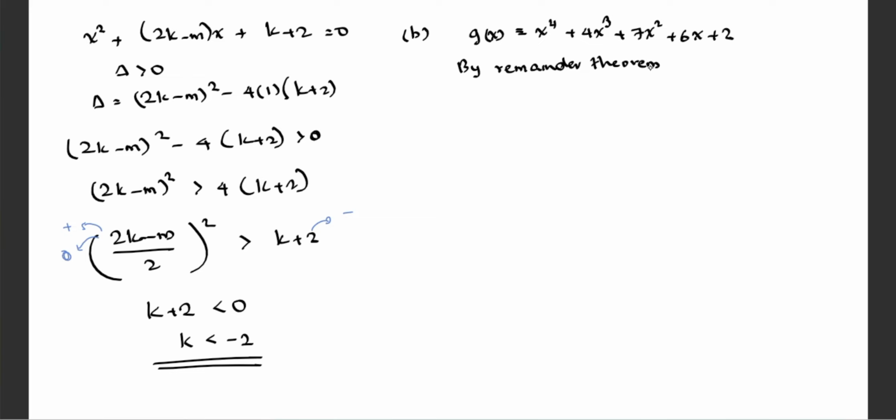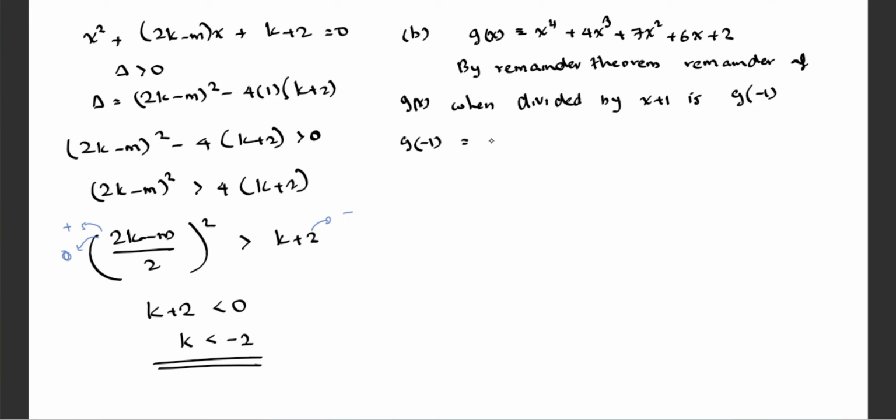now factor theorem is a derivation of remainder theorem, so I will use remainder theorem. Remainder of g(x) when divided by x plus 1 is g(minus 1). So what is g(minus 1)? Do it step by step. Minus 1 to the power 4 plus 4 times minus 1 to the power 3 plus 7 times minus 1 to the power 2 plus 6 times minus 1 plus 2.